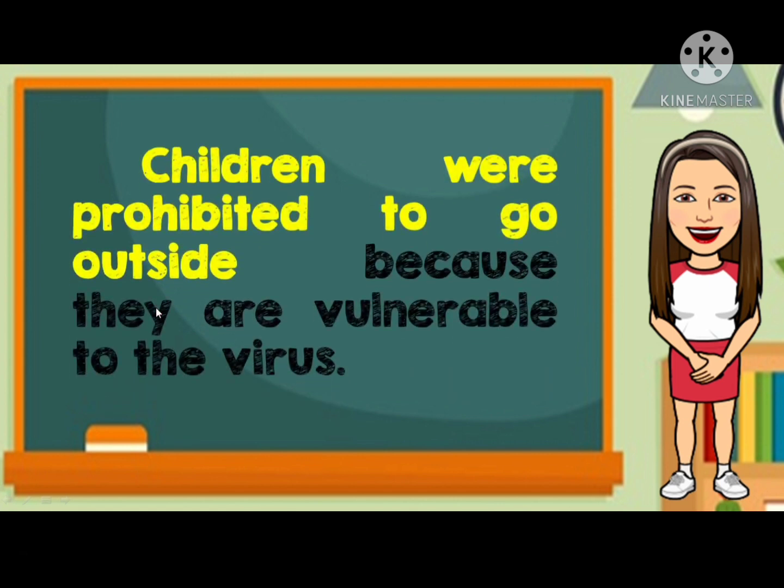Children were prohibited to go outside because they are vulnerable to the virus. The independent clause is, children were prohibited to go outside, while the subordinate or dependent clause is, because they are vulnerable to the virus. The subordinate conjunction because is found at the middle.